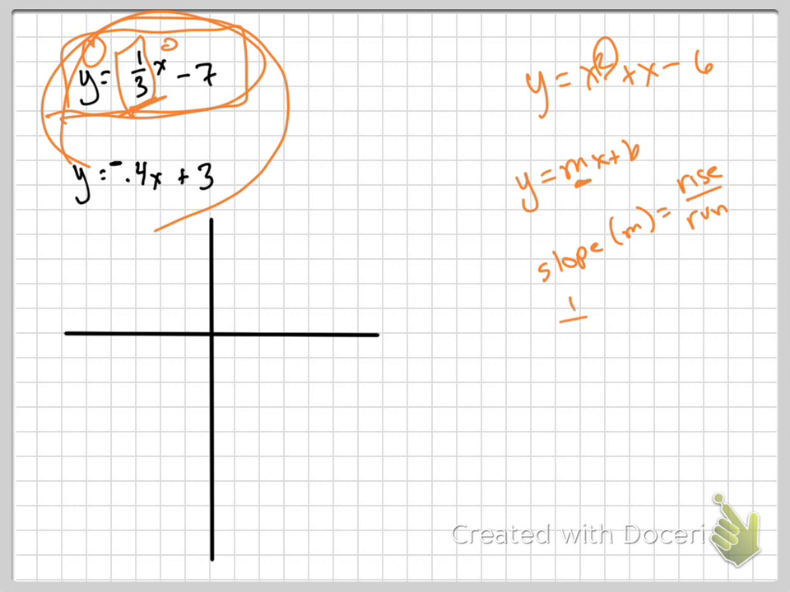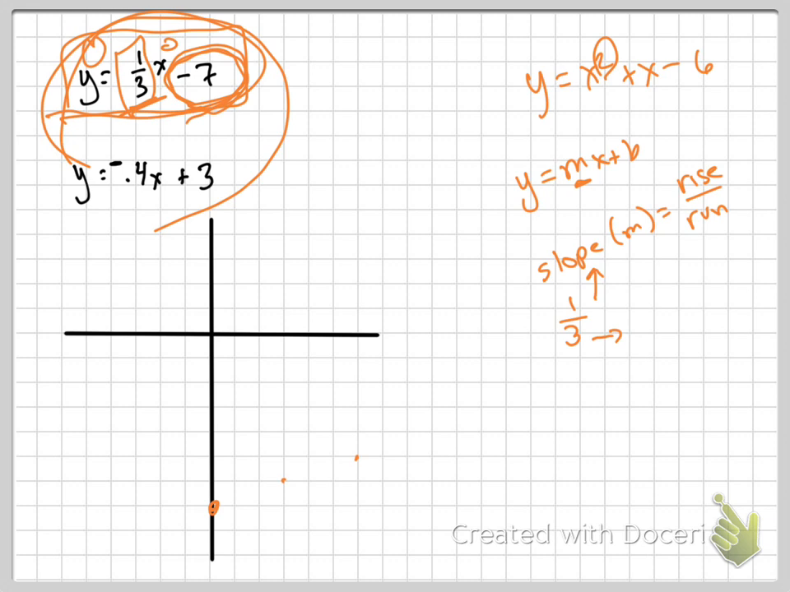So if I look at 1/3, if the top is positive, it means go up. If the bottom's positive, it means go to the right. The number without the x is always where it crosses the y-axis. So 1, 2, 3, 4, 5, 6. It crosses at negative 7. And then I can go up 1 over 3, up 1 over 3.